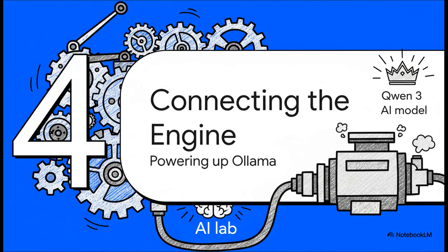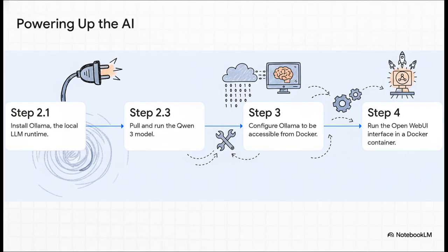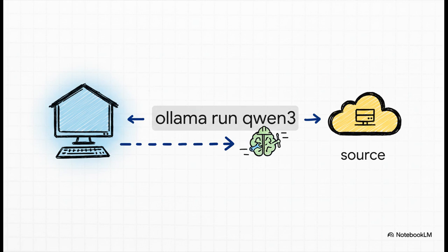So the workshop is ready. Now it's time to bring in the heavy machinery. Let's get to connecting the engine, that's Ollama, and then bringing in the master artisan itself, the Qwen 3 AI model. This part is all about connecting the dots. We'll install our power source, Ollama, then we'll download the AI brain, and then, this is a really important little tweak, we'll make sure our workshop and our power source can actually talk to each other before we fire up our user interface.